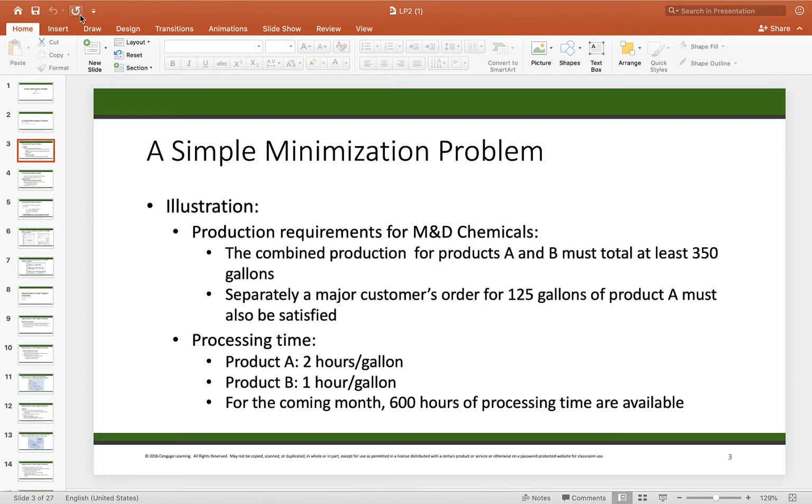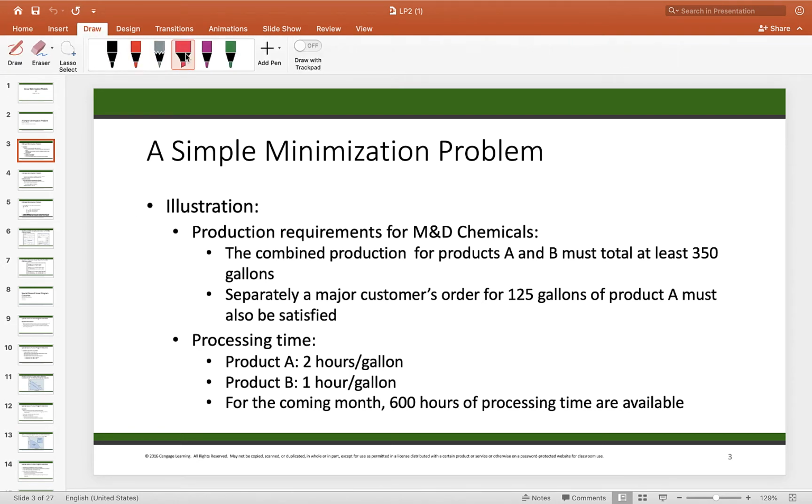By reading here, we can see that the combined production for products A and B must be at least 350 gallons. So they must be producing the chemicals in gallons. So combined production 350 gallons at least as a minimum. Separately, a major customer's order for 125 gallons of product A must also be satisfied.